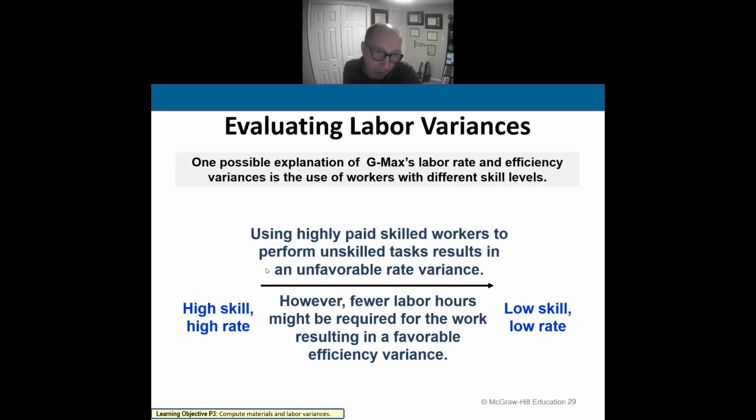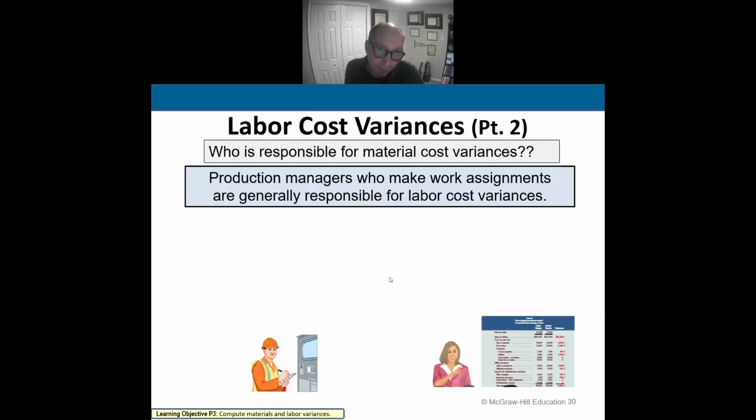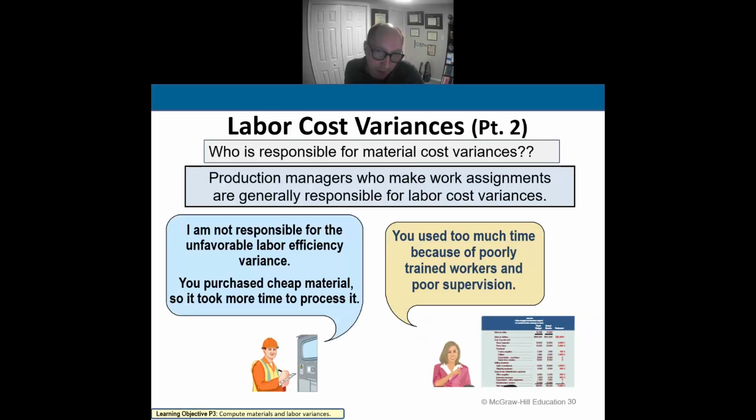Why does it happen? Sometimes I hire better employees. They're more skilled, so I have to pay them more. That will result in an unfavorable rate variance. However, those more skilled employees will do the same work in less time, so that will lead to an efficiency variance that is favorable. It's important that managers understand this because, again, it's about controlling costs, which for employees is related to training, supervision, etc.